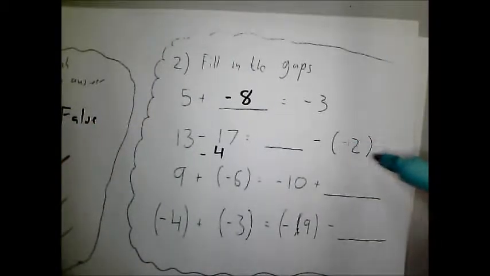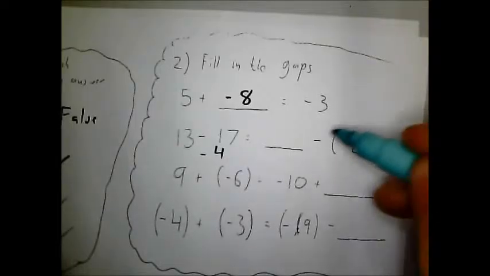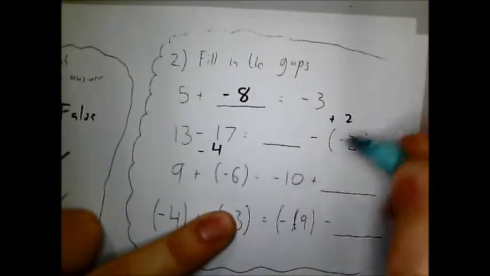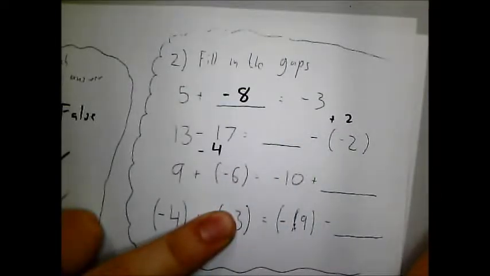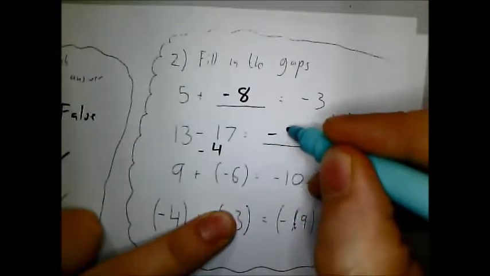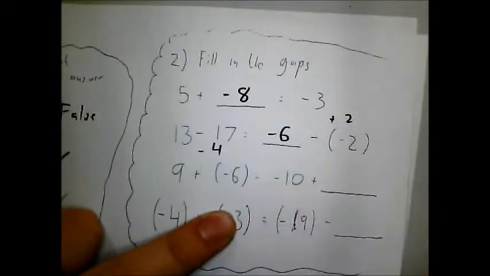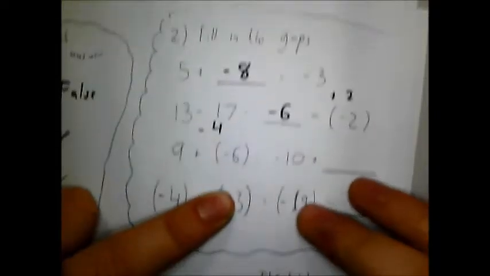So when I take away a negative number, my number is going to go up. So I want a number that's plus 2 to get me negative 4. So a number, when it goes up by 2, will get to negative 4. Well, that's going to be negative 6. Negative 6 up by 2 will give you negative 4.